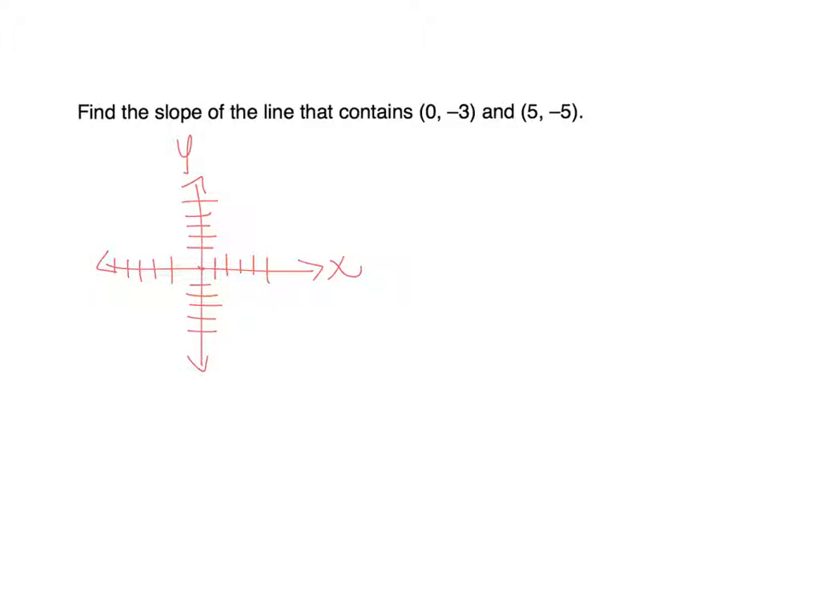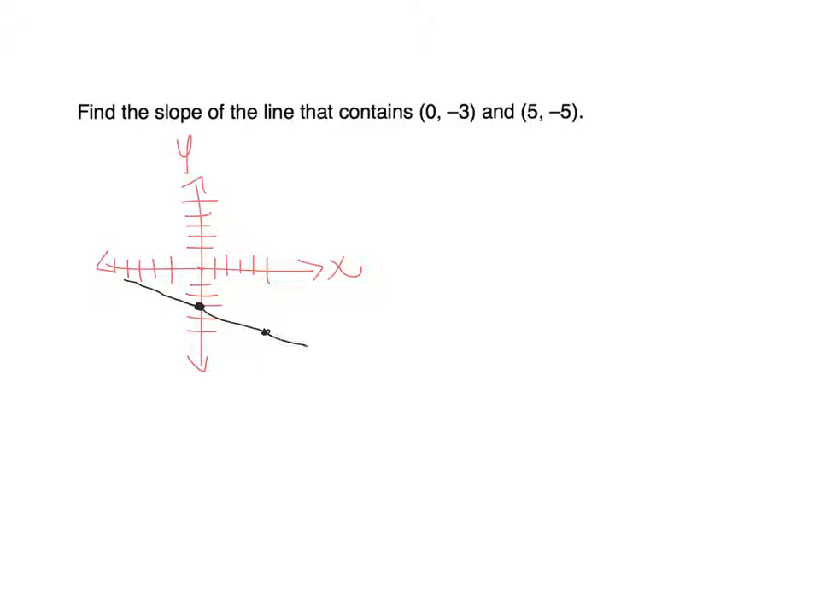Find the slope of the line that contains (0, -3) and (5, -5). So I'm going to start by plotting those points. (0, -3), since the -3 is in the y spot, that would mean it's going to end up on the y-axis. And (5, -5), that's 5 on the x, -5 on the y.